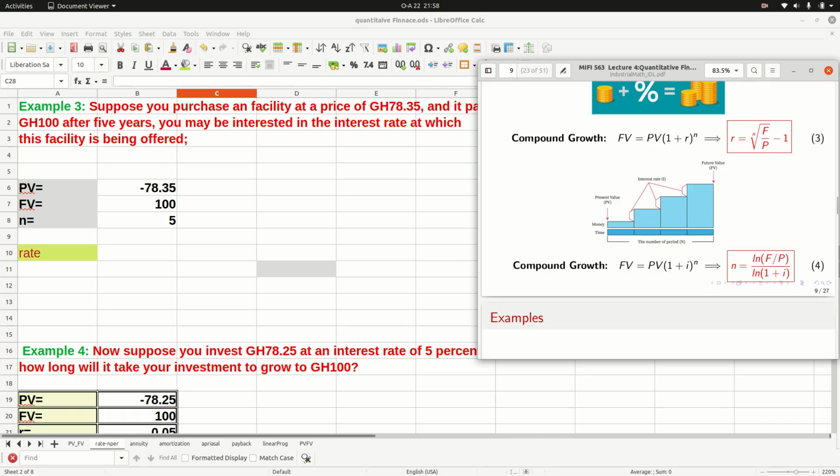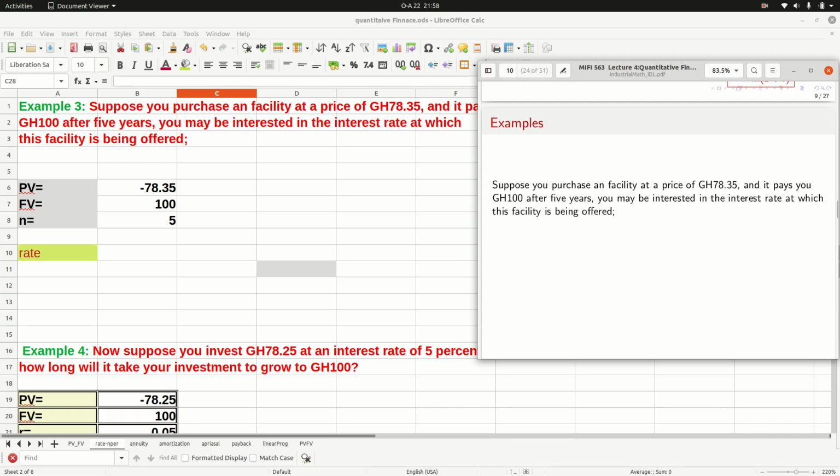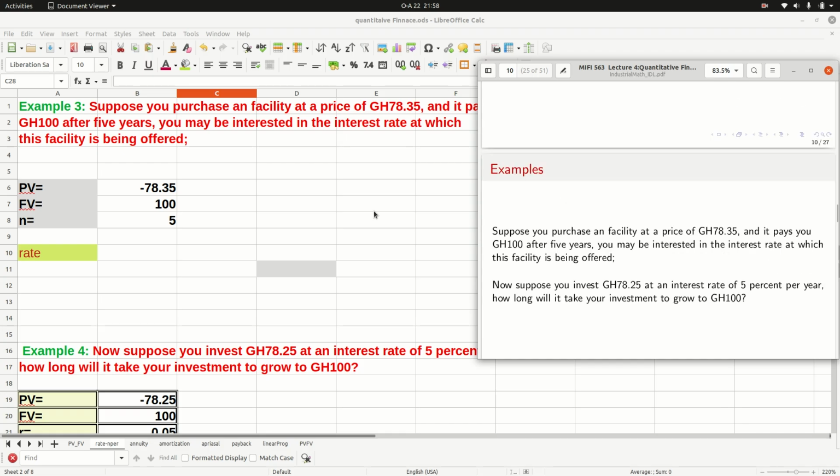So let's take examples here. Example 3 and 4, I have them in my Excel sheet, so I think I can take the slides off. First, you realize that for example 1, we have some price given. We have the future price given after 5 years, so we have n given. It says you are interested in the interest rate, so it means that we don't have the interest rate given, and that is what we must find.